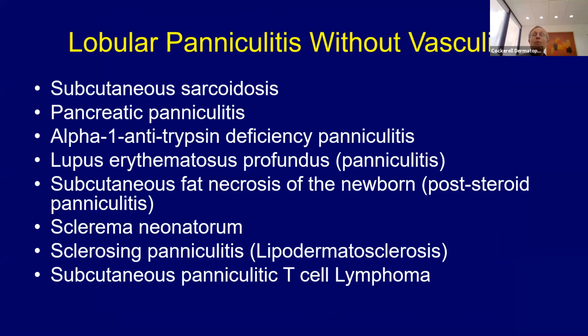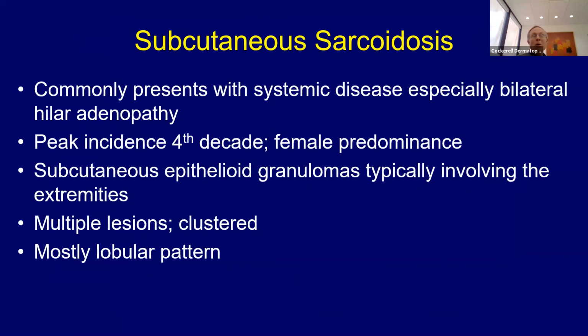Now, there are some other forms of lobular panniculitis, moving away from the septum, moving into the lobules, that can affect the fat lobules that do not have vasculitis. And this is a list of these, and we'll go through these right now also. We don't see this very commonly, but sarcoidosis can sometimes give you lots of fat involvement without a lot of overlying skin involvement.